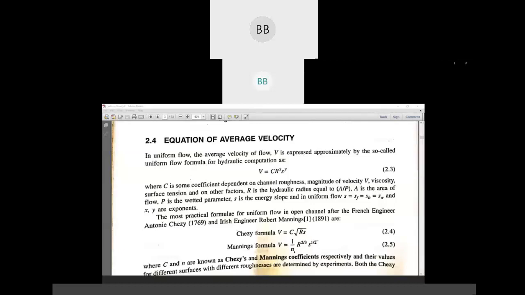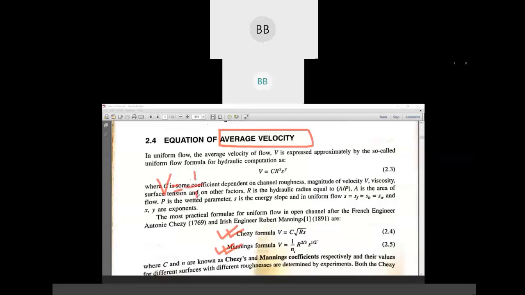Next topic is average velocity. Theoretically we can calculate velocity by two equations. One is the Chezy equation and one is the Manning's equation. I think you have already studied these two equations. Manning's equation is the one most commonly used.